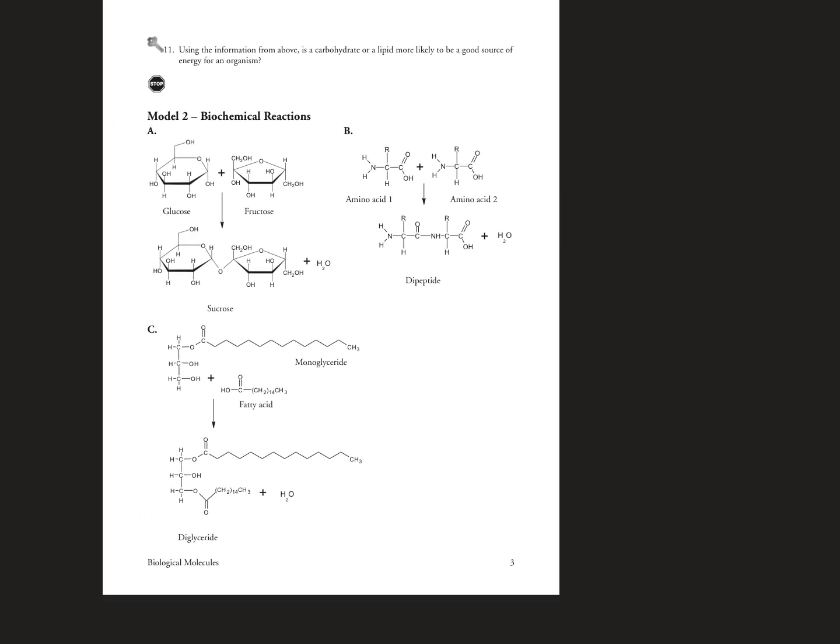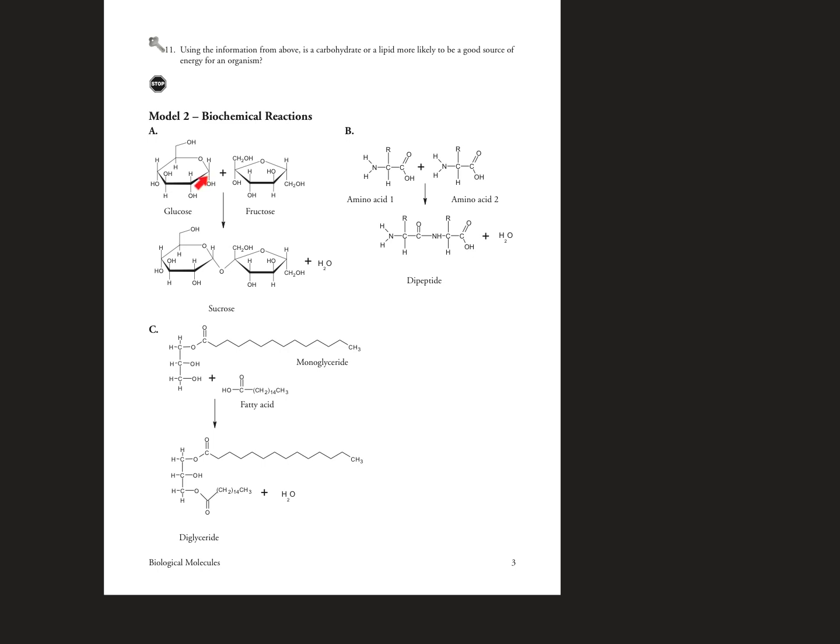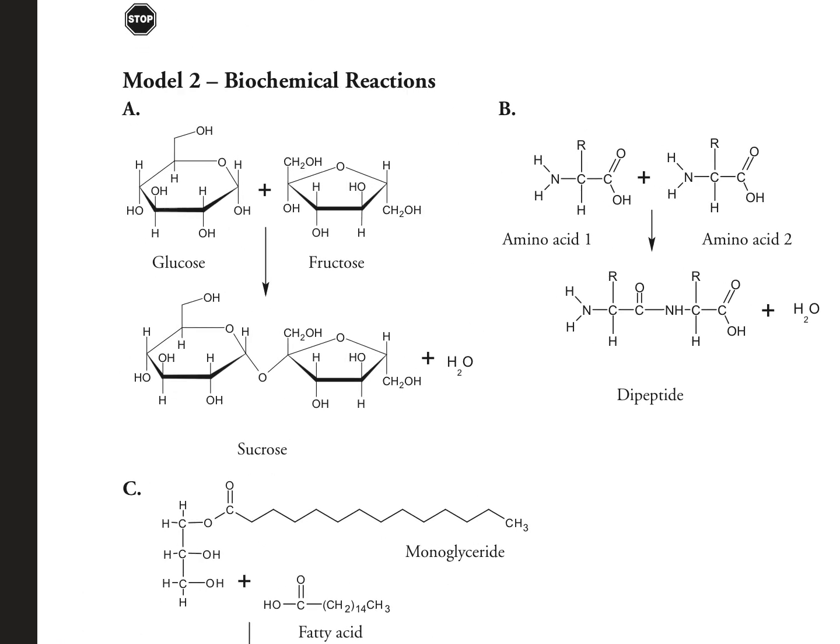So here's a second model. Here again, glucose and fructose. Here's amino acid 1, amino acid 2. In both cases, we're putting them together. All right, I've drawn this out for you numerous times, but let's go ahead and see exactly what's going on in a professional drawing here. You have OH and OH, and they're coming together and they're forming a bridge.